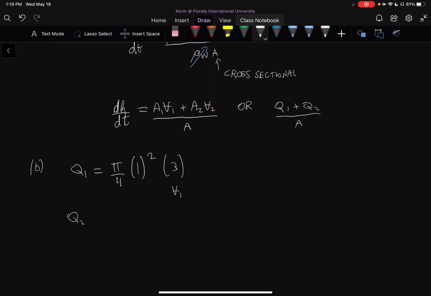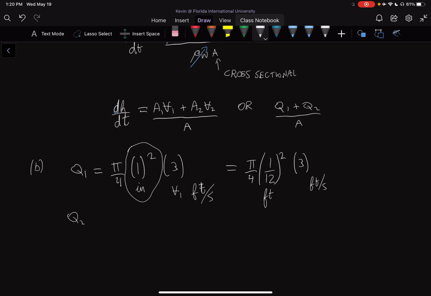Now, here I have the velocity in feet per second, and here I have our measurement in inches. So what do I have to do to this measurement? I need to use the same units, so I need to use feet. So I'm going to rewrite this as pi over 4 times 1/12, because 1 inch is 1/12 of a foot. So now that we have our units in feet, and our velocity can stay in feet per second, we're left with a Q value which is 0.016 cubic feet per second.